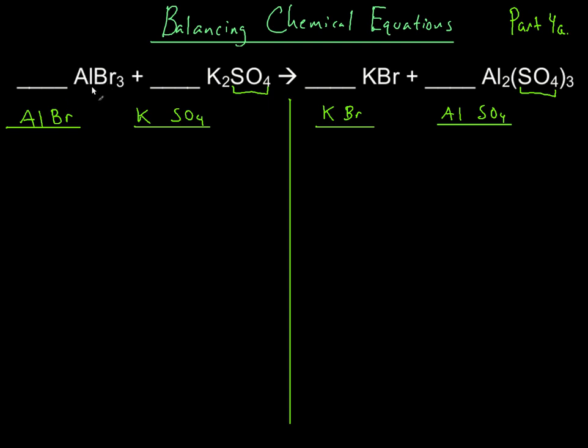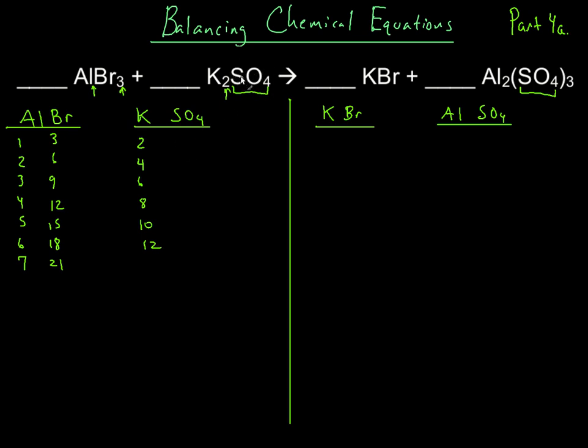As you can see, aluminum here doesn't have any numbers, and so it moves in sets of 1. So 1, 2, 3, 4, 5, 6, 7. Bromine here has the 3, and so that means it moves in sets of 3. So we have 3, 6, 9, 12, 15, 18, and 21. We move over to potassium. Potassium moves in sets of 2, so we have 2, 4, 6, 8, 10, 12. And as you can see, the sulfate, we're just going to keep this thing together.